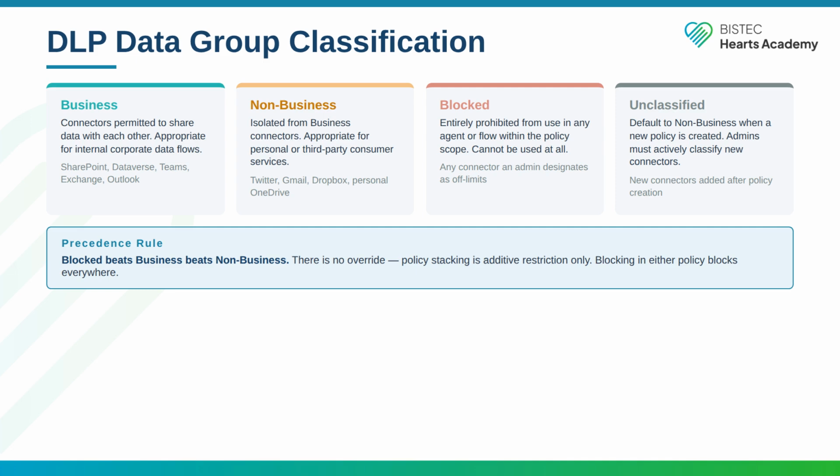The precedence rule is absolute. Blocked beats business beats non-business. There is no override and no exception at the policy level. If two policies apply to the same environment and one classifies a connector as blocked, while the other classifies it as business, blocked wins. Policy stacking is always additive restriction, never relaxation.